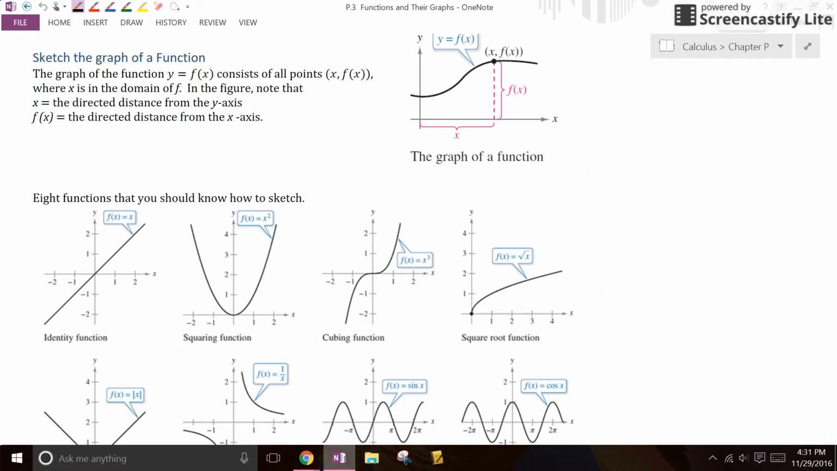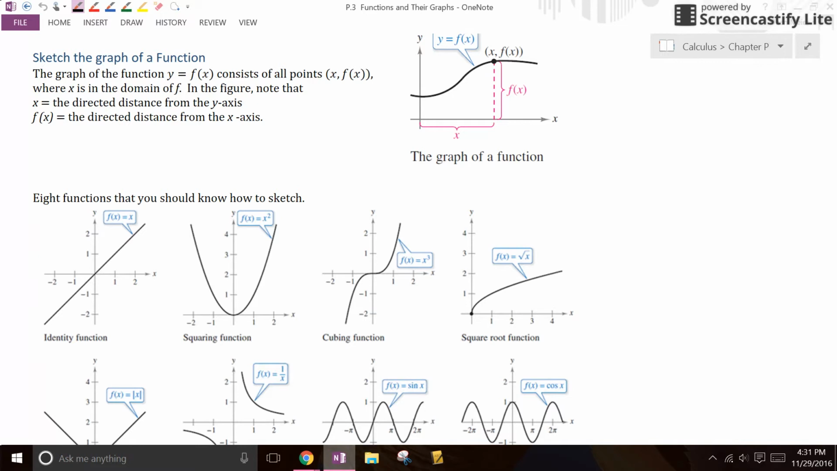Excellent work. All right, what about sketching a function? Now, let's go ahead and sketch the next couple graphs. When you sketch a graph, you plot points, right? And that's what that little thing at the top there is saying. You take the distance from the y-axis, we call that x. You take the distance from the x-axis, we call that y. And we plot those points over and over and over again.